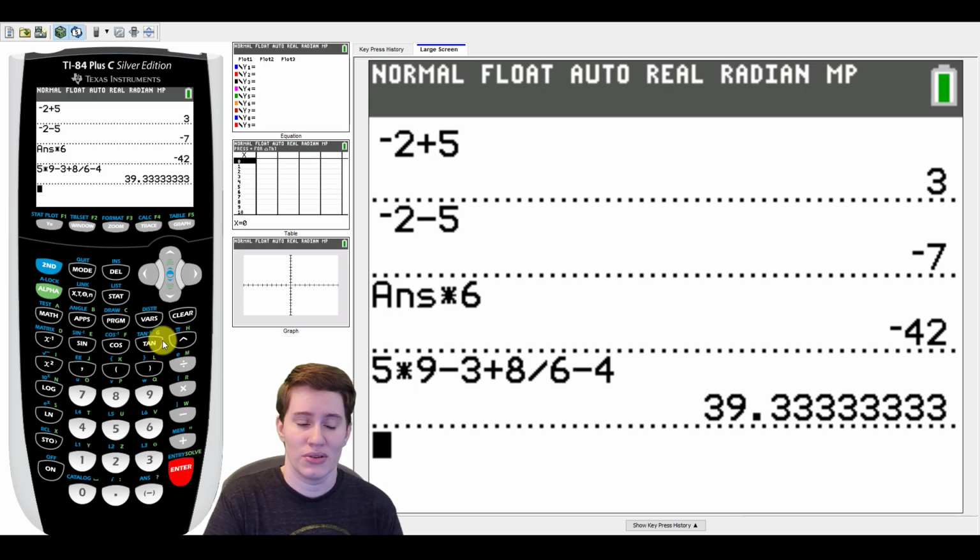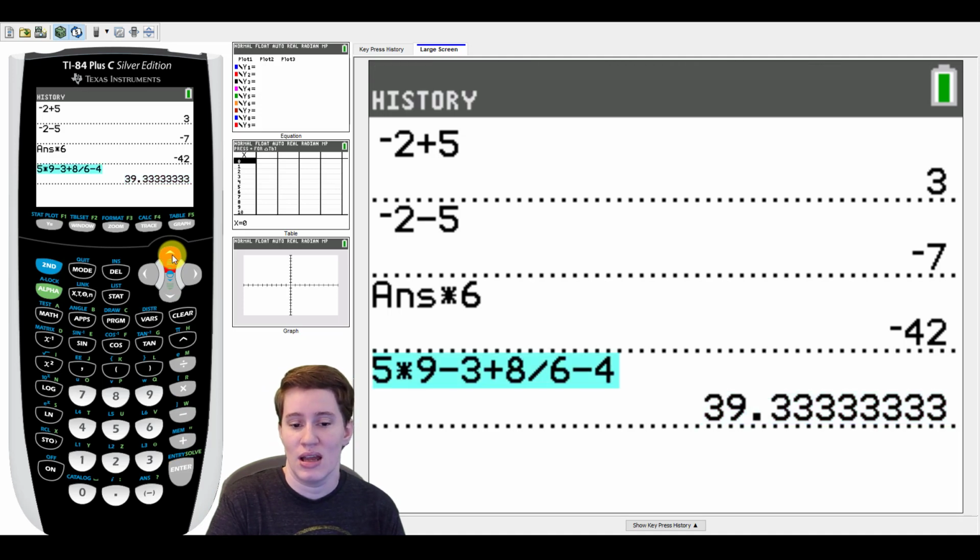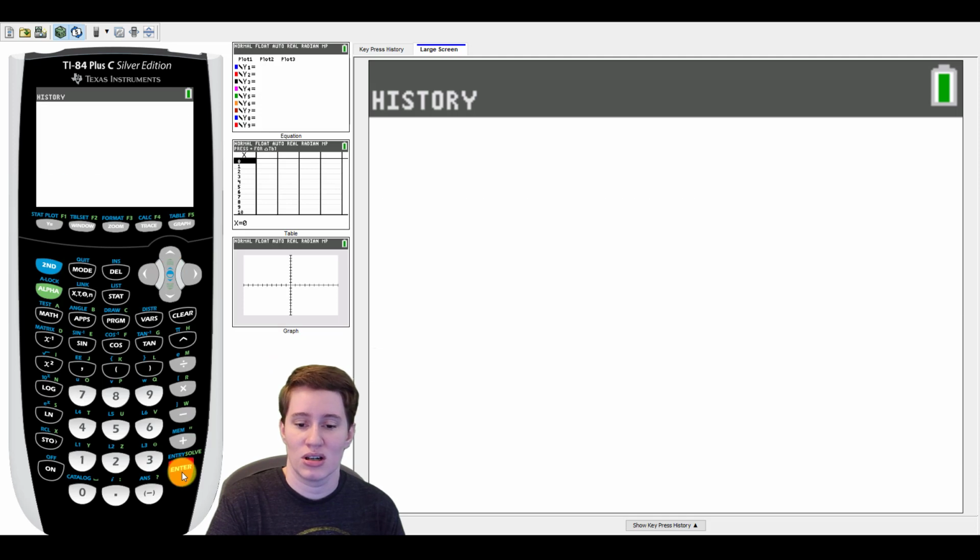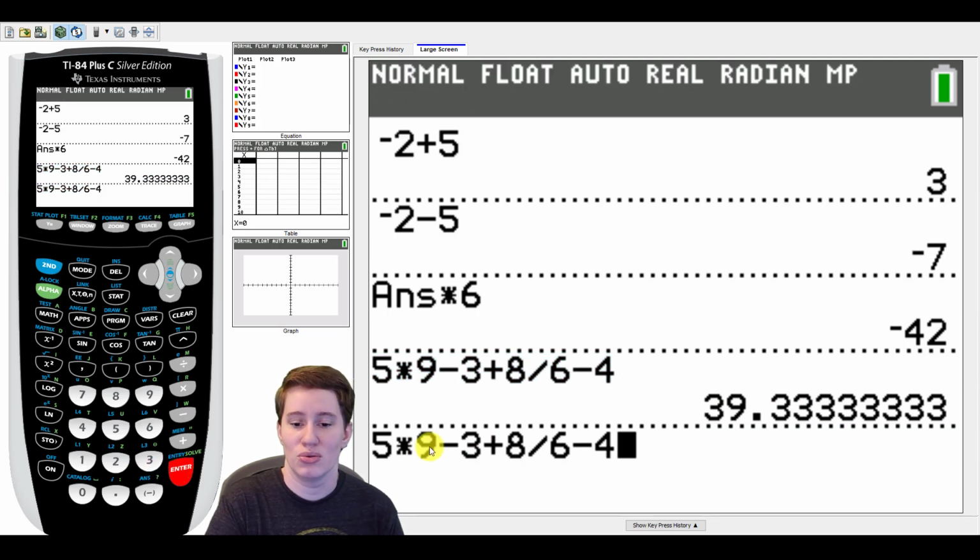Instead of retyping the whole thing, I can scroll up with this button until I've highlighted what I want to pick again, and then I press enter and it puts that back into a line that is editable. I don't know if that's a real word, editable. Then I can use my scroll arrows here to go to the thing I want to change.